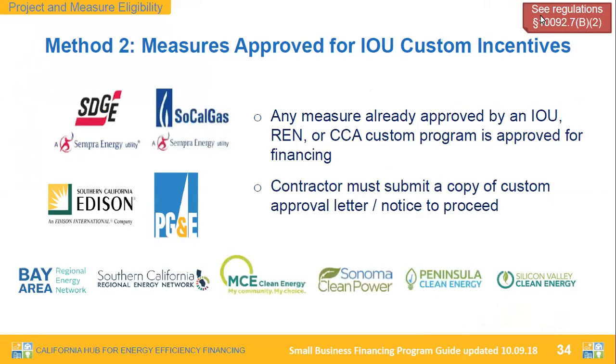As I mentioned, measures can also qualify for our program via the utility custom incentive programs. So any measure that's already been approved by IOU, REN, or custom program is approved for financing. We just need to see the letter of approval or notice to proceed.